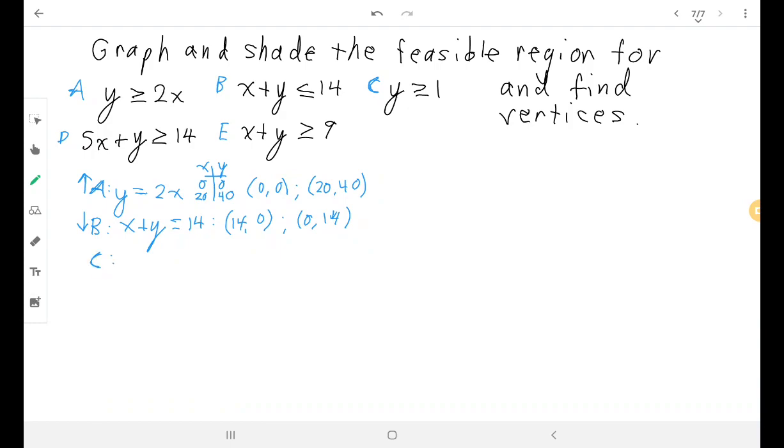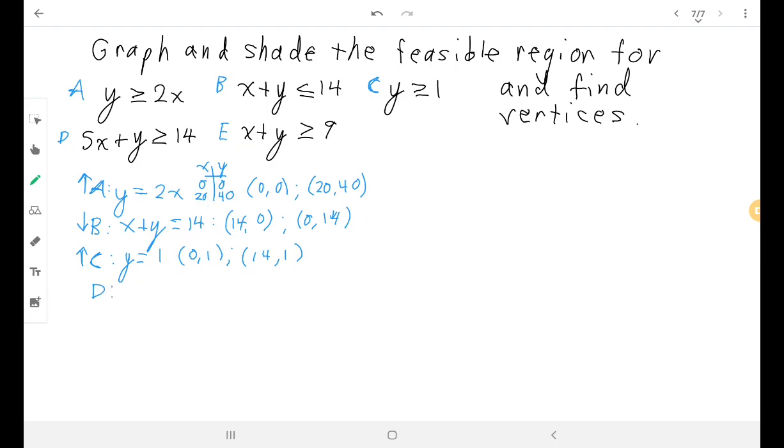For C, y equals 1 is what we're interested in, and that's a horizontal line at y equals 1. If you need to see that, you could say, okay, if x was 0, y would be 1. If x was 14, we keep getting 14 in there, then y would still be 1, because there's no x, so it doesn't matter how x changes, right? Y is 1. And this one is y is greater than or equal to 1, so C shades up.